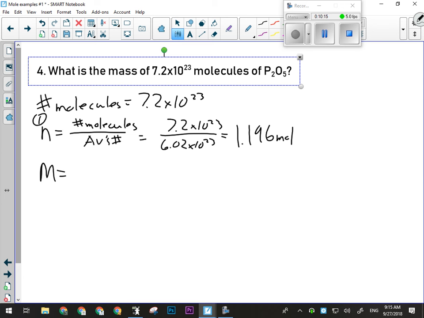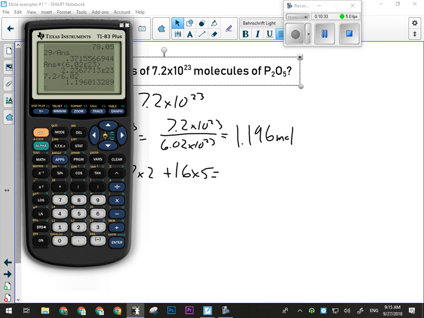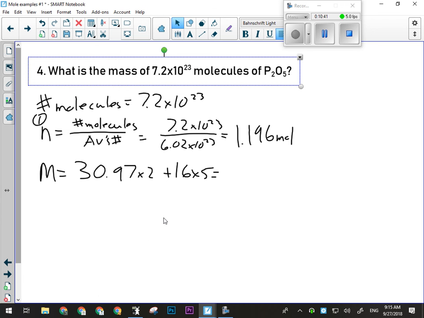Then I also need to calculate my molar mass. So for phosphorus, we got 30.97, and there are two of those, plus 16 times 5. So we got 141.94 grams per mole. Now, that would be our other given there. We're looking for mass.